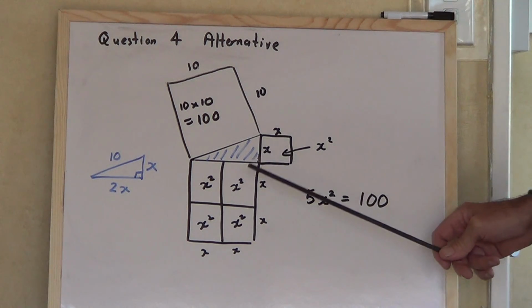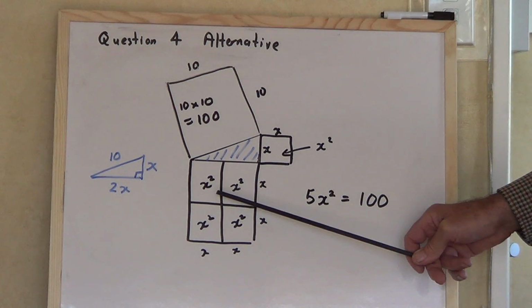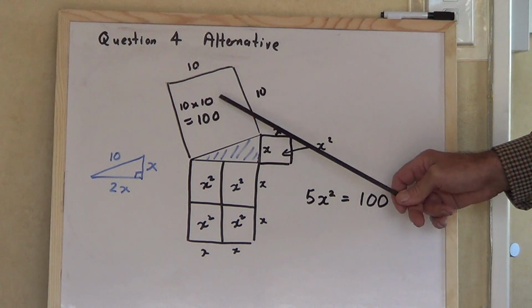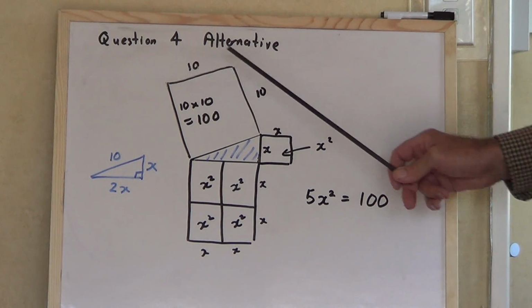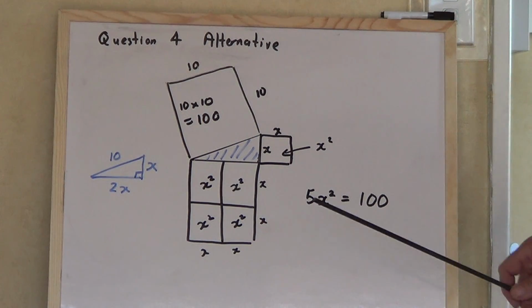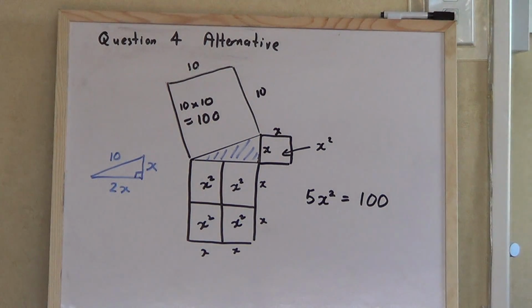And we know the area of the 2 small square paddocks is equal to the area of the large square paddock, which is 10 by 10, which is 100. So 5x squared equals 100, and then we divide by 5 and we get x squared equals 20, and we take the square root.